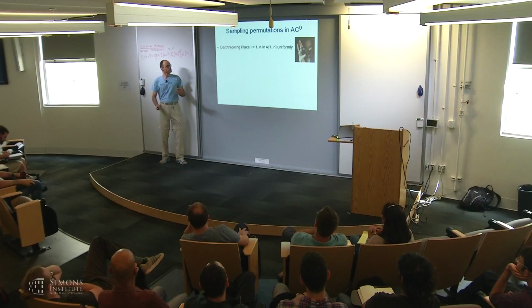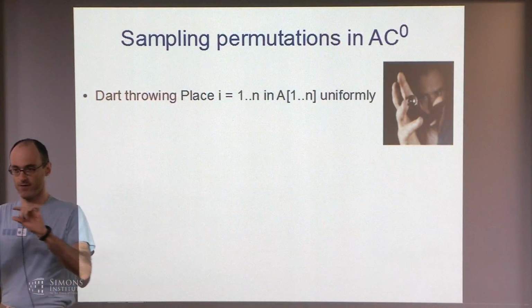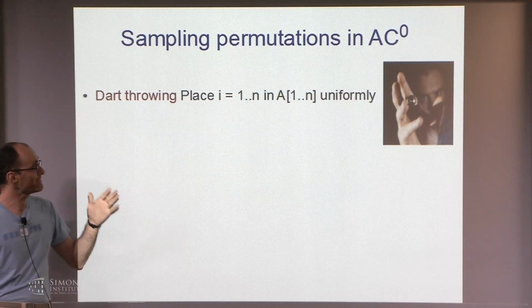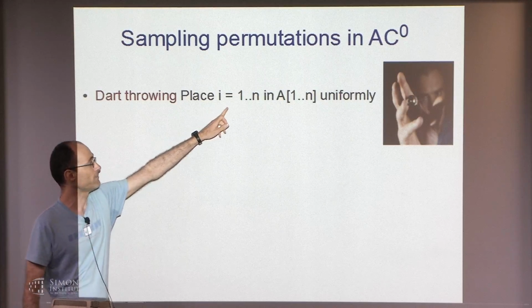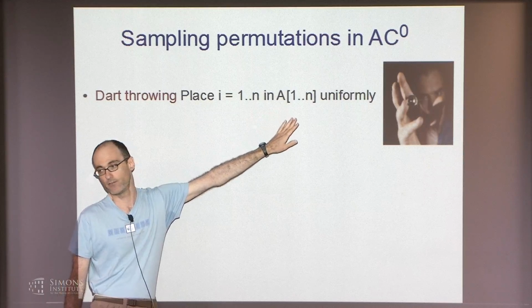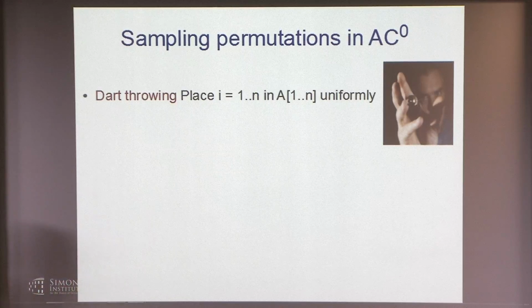Okay, so what are we doing? We want to sample a vector of n elements which is a permutation. Just a vector in a certain way. Each entry is going to be an element between 1 and n, in S0. So the basic idea is to do dart throwing. We're going to have the numbers between 1 and n, and we're going to place them in the array from 1 to n uniformly at random. Okay, let's start with that.